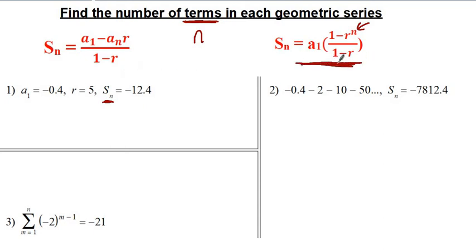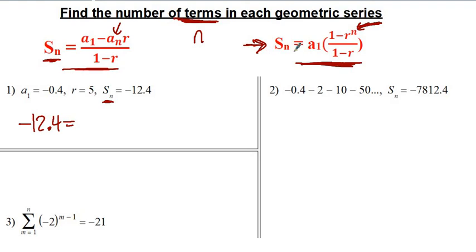And this one tends to be easier because we should preferentially stick with this one unless they give us the last term. In this one they're giving us the last term but they're not giving us n. In this formula, the second one, they're giving us n, and that's what we're being asked to find. Okay, so we'll use this formula. Sorry, I misspoke there. We're using this formula right here.